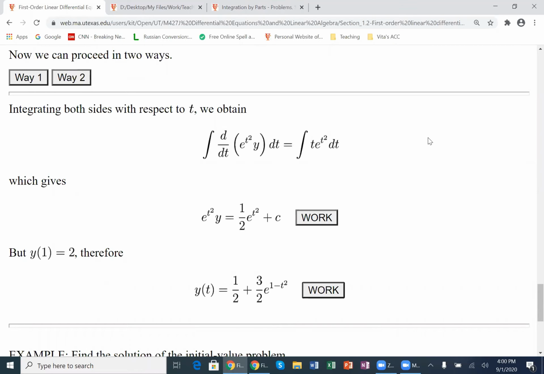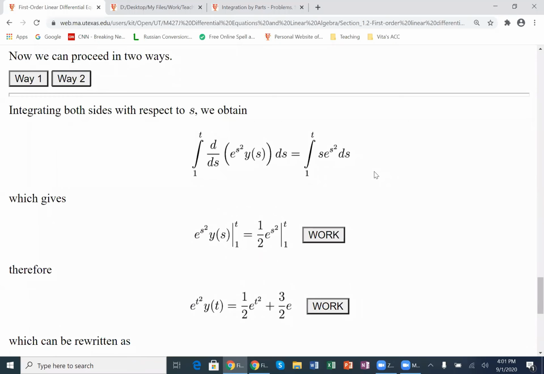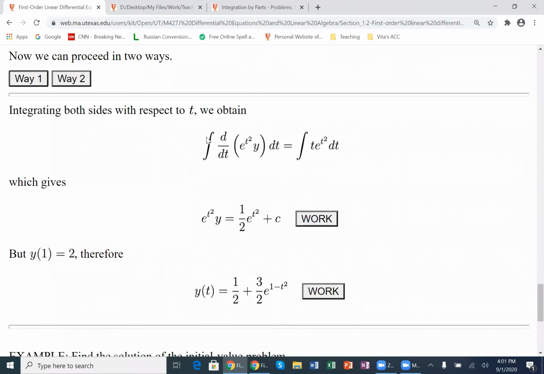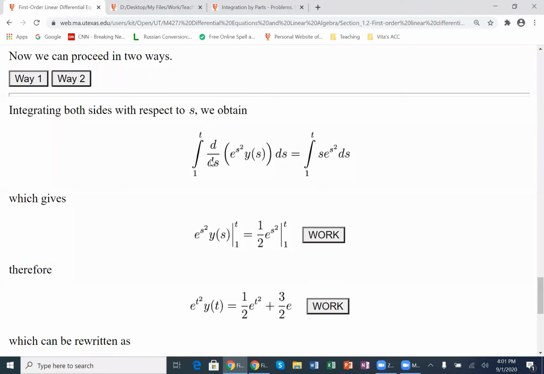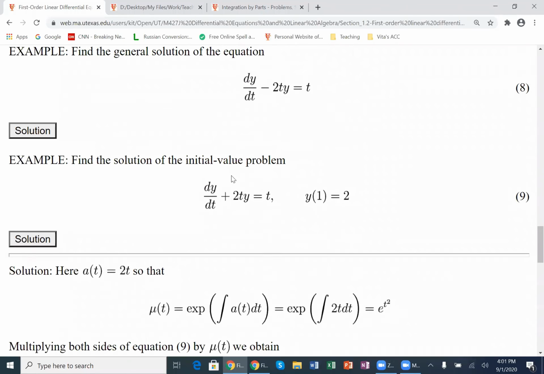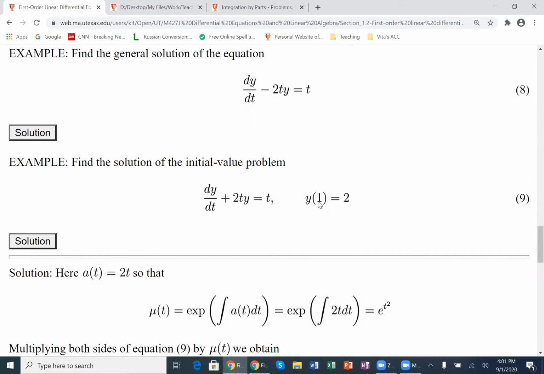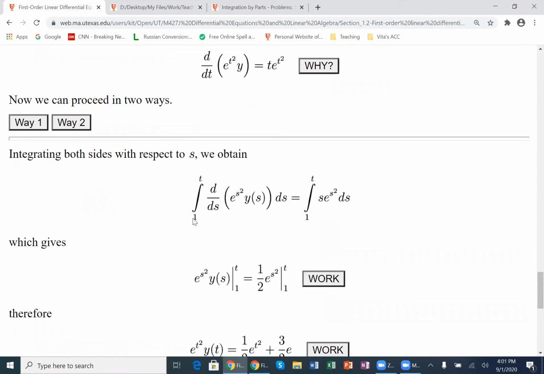Will there ever be a case where there are bounds to the integral? Yes. Excellent question. Now let us click on way 2. Over here. So please compare. In way 1, we use indefinite integral. However, way number 2, we integrate both sides from 1 to t. Here we put 1 because the initial condition is y of 1. For example, if instead of 1 we have, say, 5, we put here 5 and here 5.